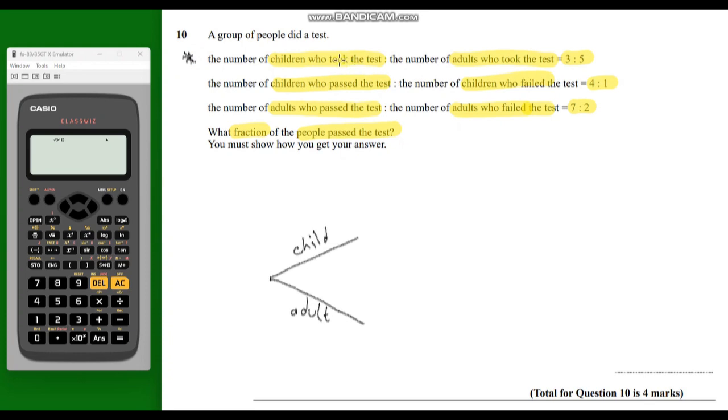The ratio of the number of children who took the test to the number of adults who took the test is 3 to 5. So you can see that there are 8 parts in total. The fraction of children would be 3/8, and the fraction of adults would be 5/8. We can write that down here, 3/8 and 5/8. And now we can look at whether they passed or failed the test.